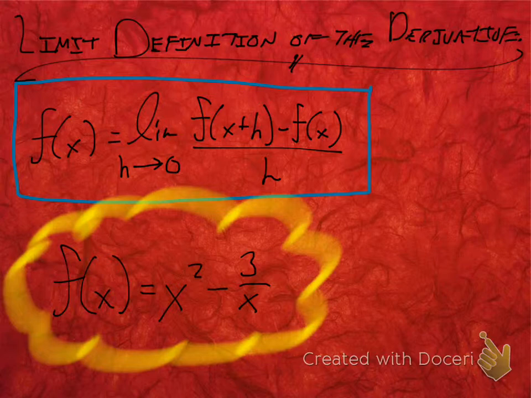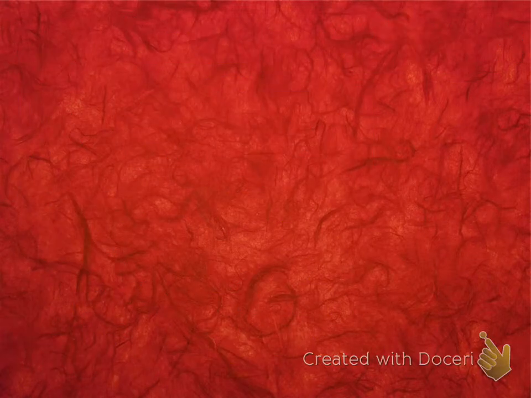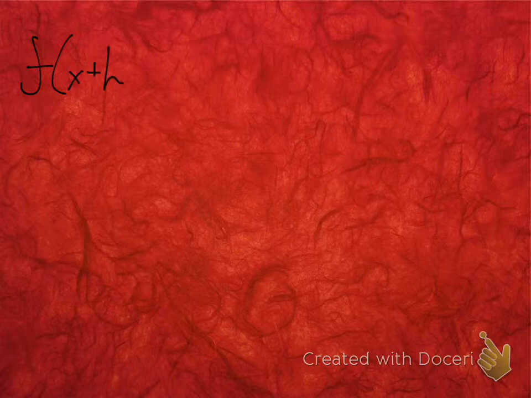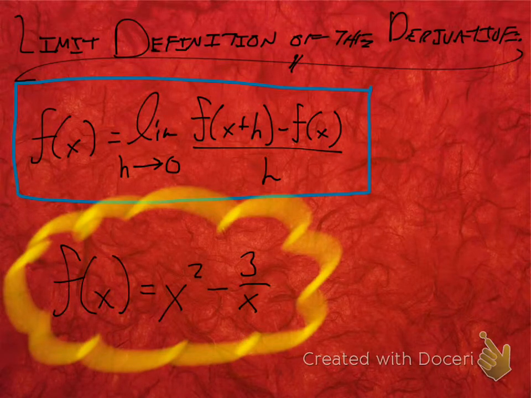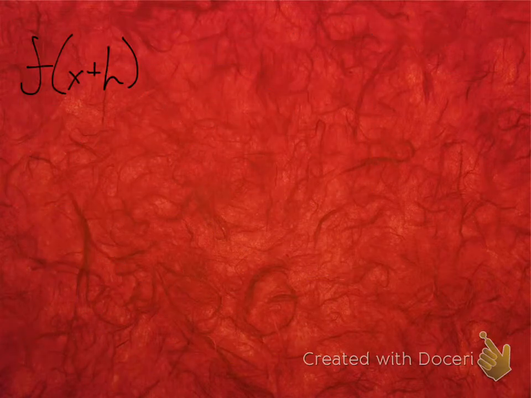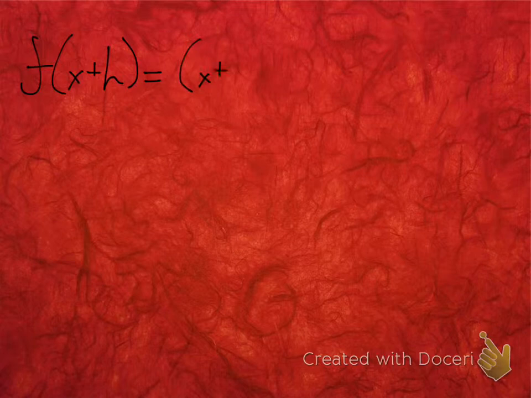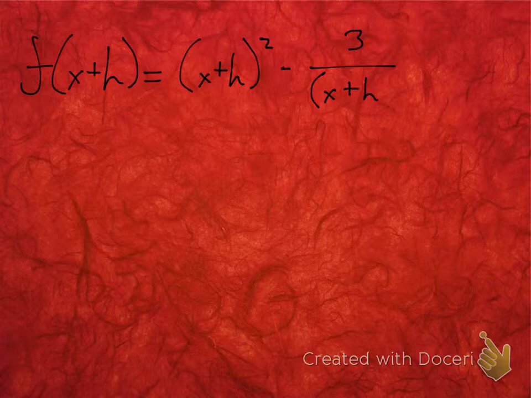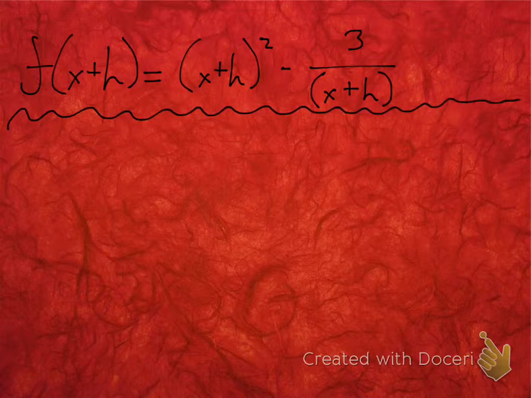Well, let's think about it this way. If the limit definition of the derivative is the limit as h approaches 0 of f of x plus h minus f of x over h, then we can go ahead and rewrite f of x plus h. Since our original formula was x squared minus 3 over x, f of x plus h would just be equal to x plus h squared minus, moving this rational into a new rational, 3 over x plus h. Because everywhere we have an x, we're replacing that with x plus h. So we can rewrite things this way to make life a little bit easier for us.